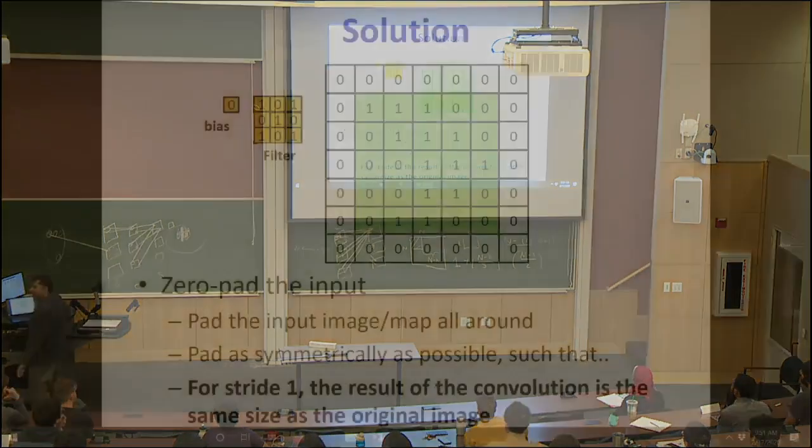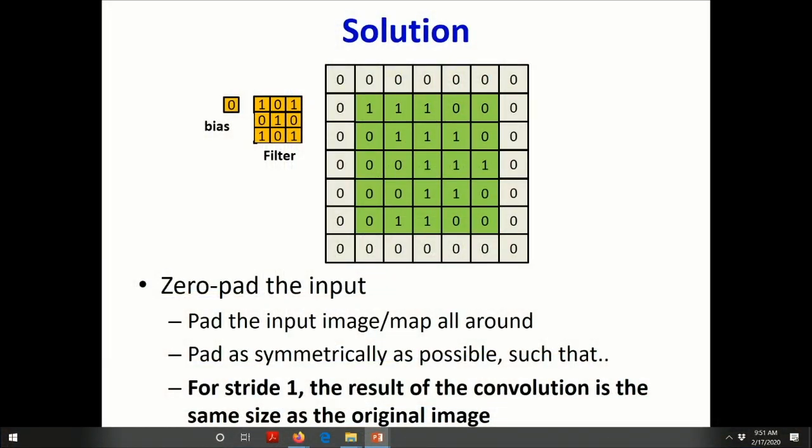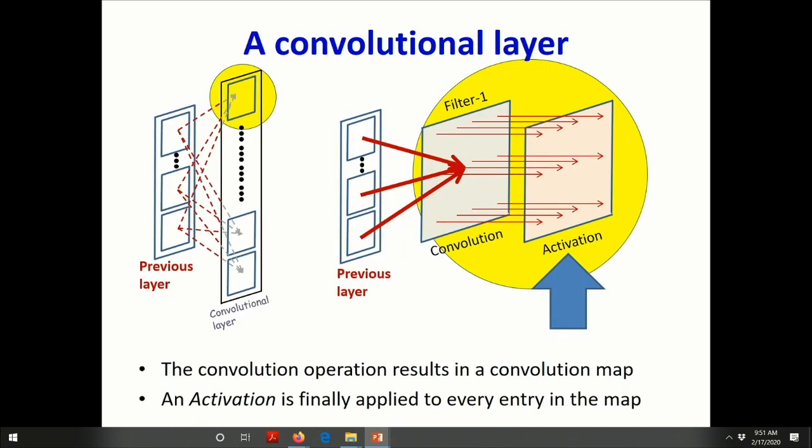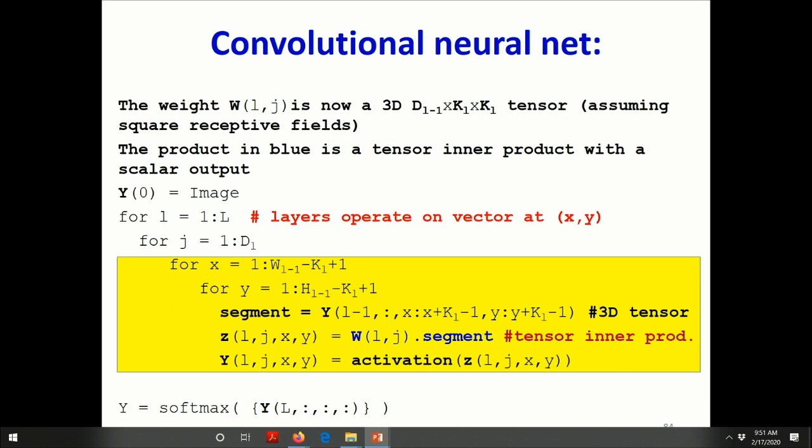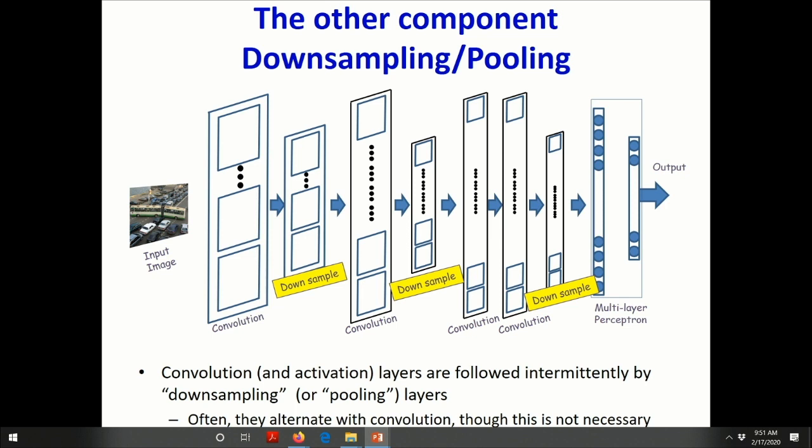And so this is a common enough thing to be doing. What we will do is pad zeros all around, so that the result is the same size as the input. And now regardless of the stride, the output is going to be in proportion to the input. Anyway, the convolution operation actually results in a convolutional map, and now an activation is applied to every entry in the map. And in your homeworks, the activation you apply is the ReLU, as you've observed. So that's the complete pseudocode for the CNN. You have the affine combination Z, and then the actual Y is obtained by applying an activation to the Z, right?